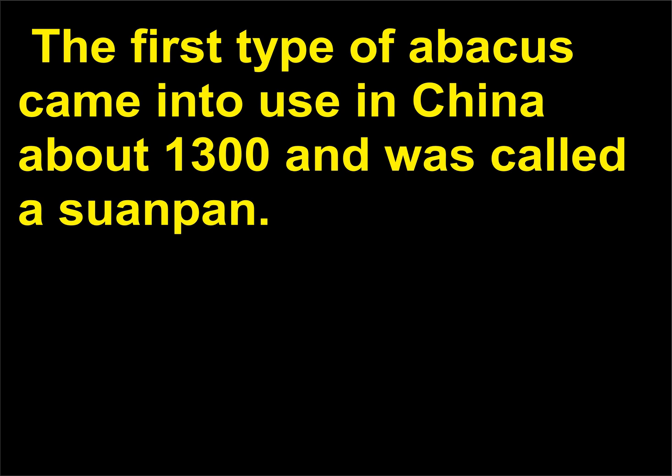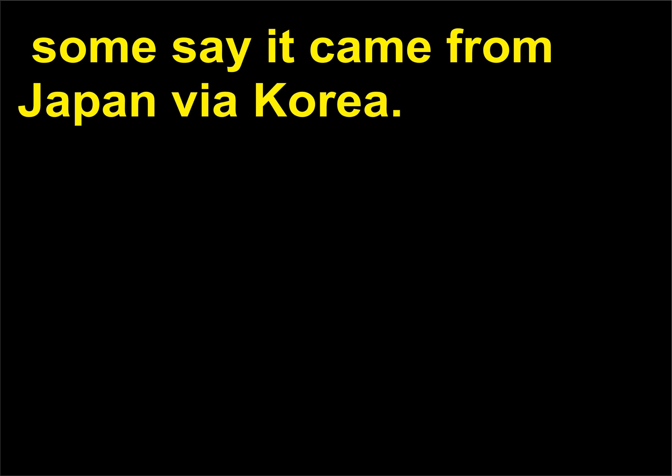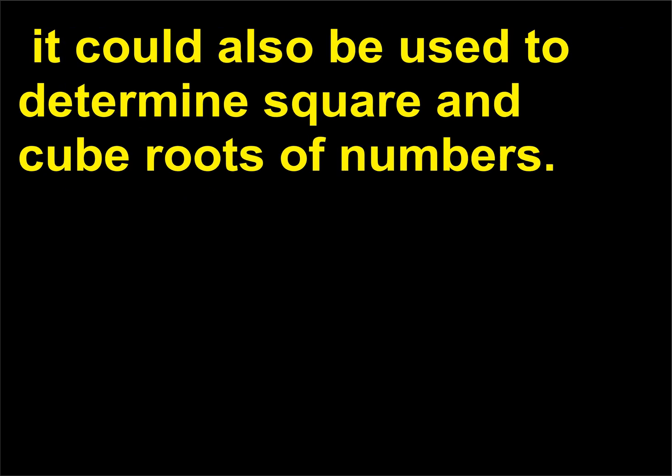The first type of abacus came into use in China about 1300 and was called a suan pan. Historians do not agree as to whether it was a Chinese invention or not. Some say it came from Japan via Korea. Although merchants used this type of abacus for standard addition and subtraction operations, it could also be used to determine square and cube roots of numbers.